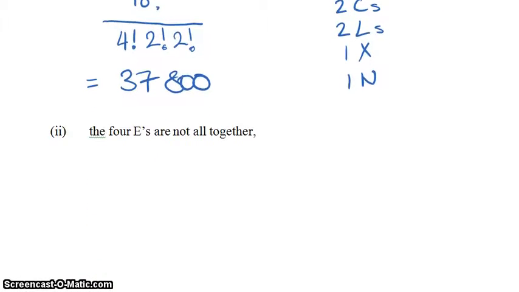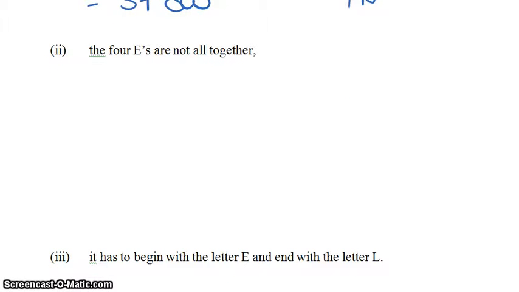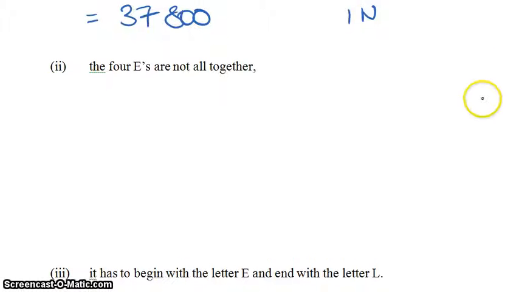What about if we want to find the number of ways of doing it if the 4 E's are not all together? Well, it's very hard to work out directly how to do it if the 4 E's are not all together. Instead, we'll do the total number of arrangements minus arrangements with the 4 E's together.